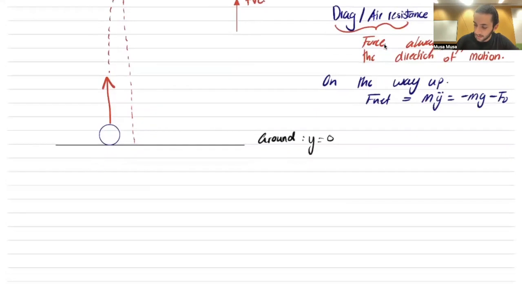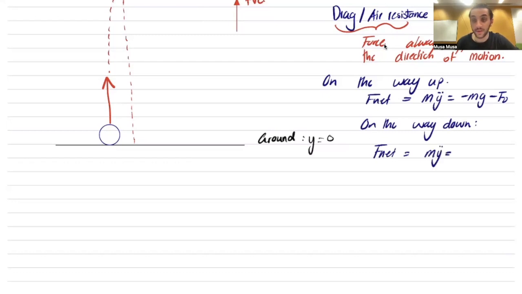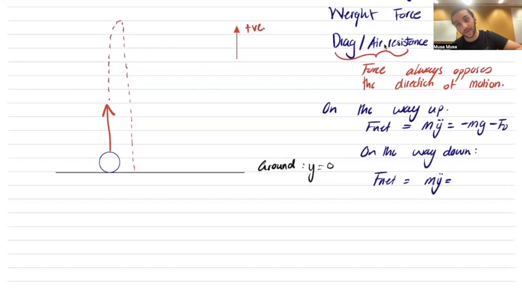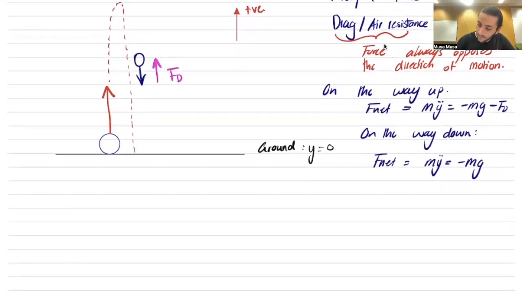Okay. But on the way down, we have F net, which equals my double dot, so mass times acceleration, is going to equal, well, negative mg, because that's always going down. But now the ball's here, and as it moves downwards, drag force is upwards. So it's going to be plus Fd, whatever that Fd formula is.